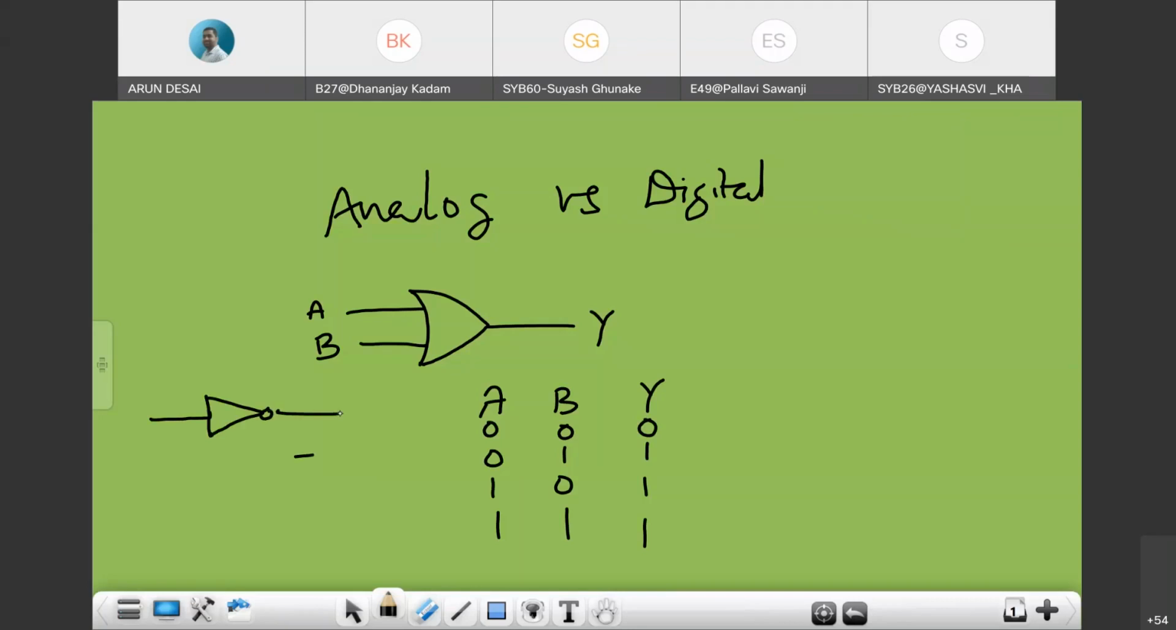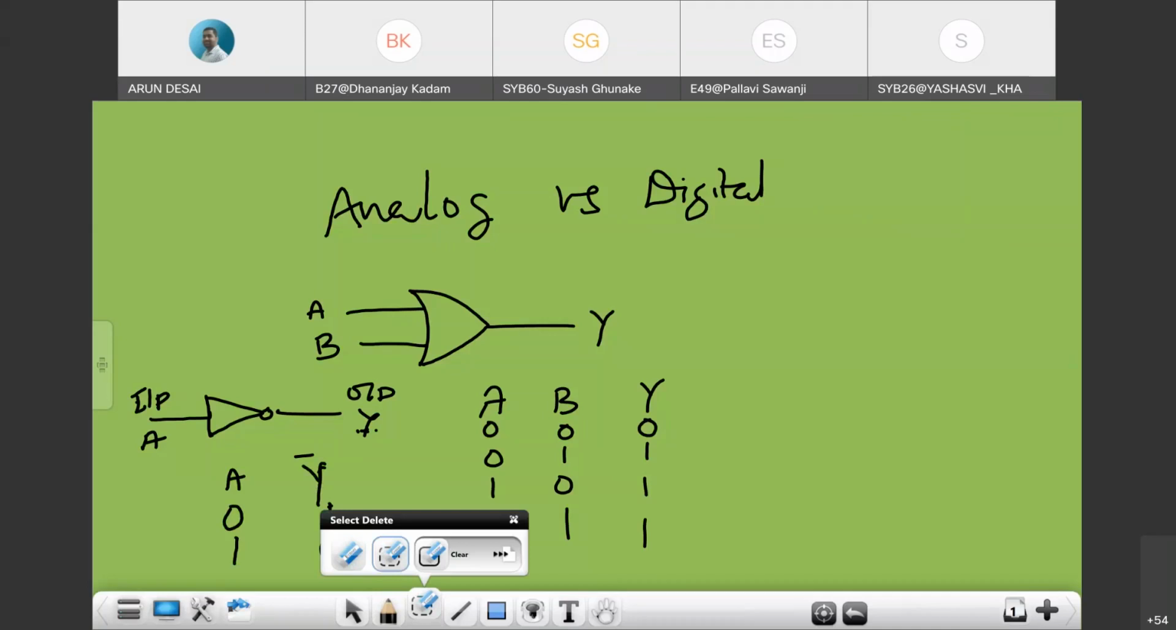Then the symbol for NOT is this. This is the input A, and this is the output Y. If you pass 0 as input, the output is in inverted form, which is 1. If you pass 1 as input, then the output is in inverted form, or 0. So this is about the NOT gate.